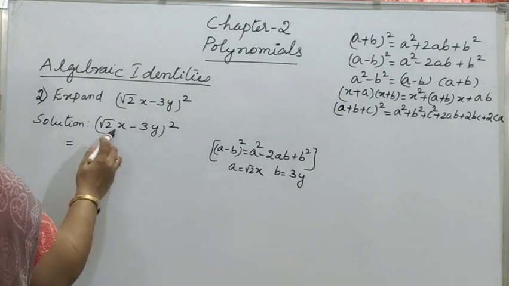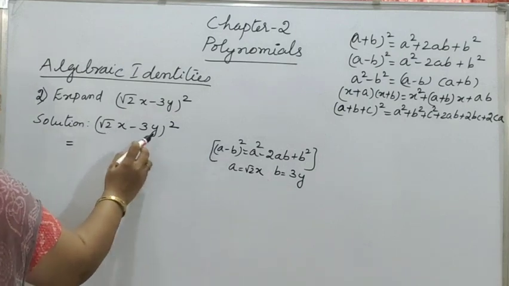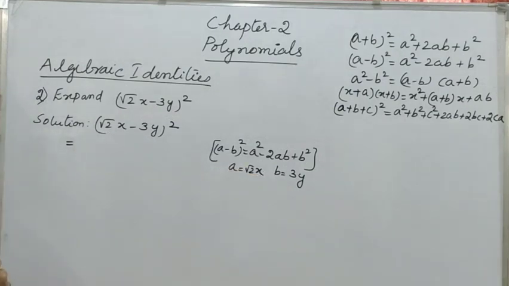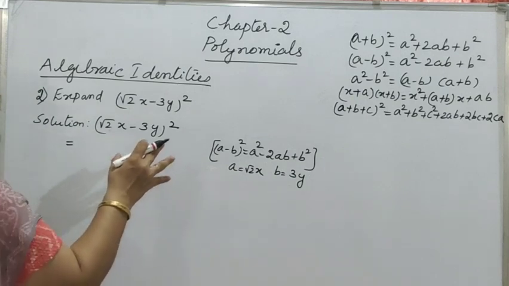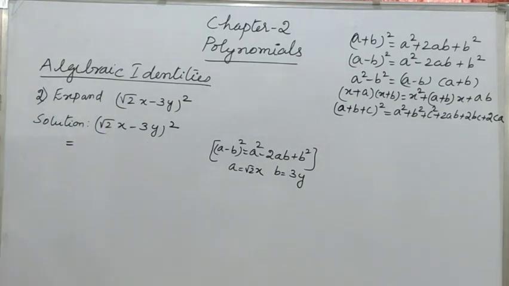In place of a, what is the term? Root 2x. In place of b, what is the term? It is 3y. So now we have identified the terms for a and b. Now we should go for the solution. What is the first term?